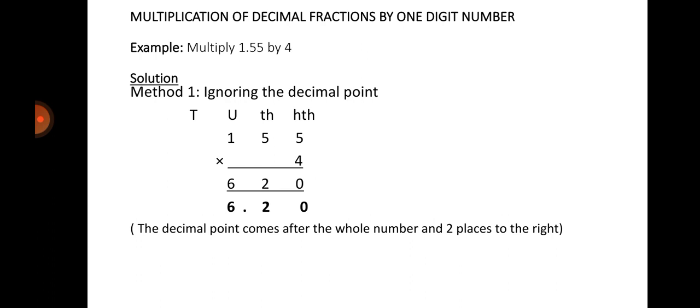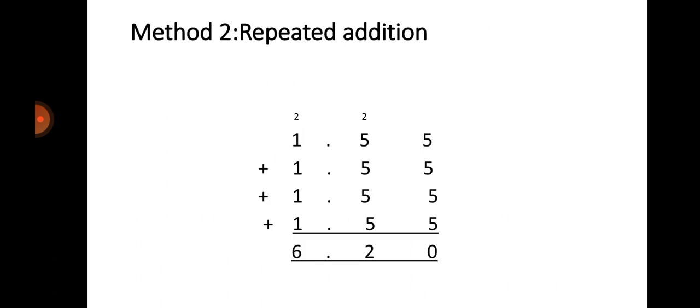As simple as that. Now we have the second method, known as repeated addition, which we said is the meaning of multiplication. For example, 1.55 multiplied by 4. That means you write 1.55 in 4 different places. Then you use it to do your addition. As the name implies, repeated addition. 1.55 plus 1.55 plus 1.55 plus 1.55, 4 times.